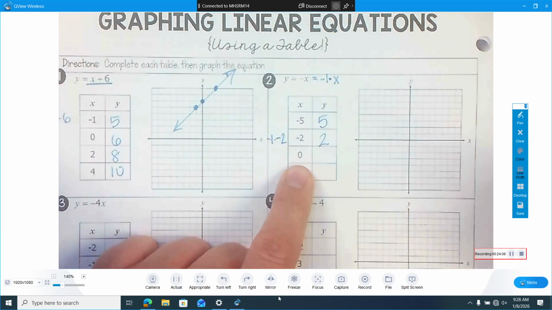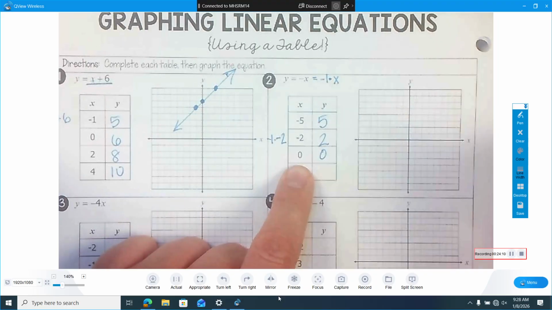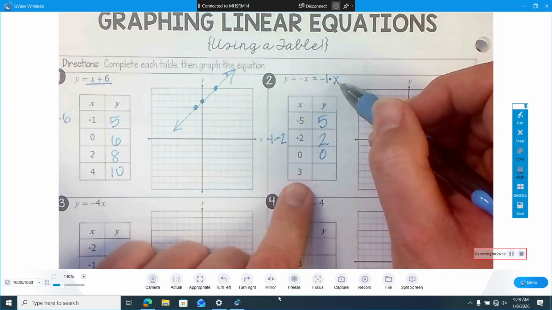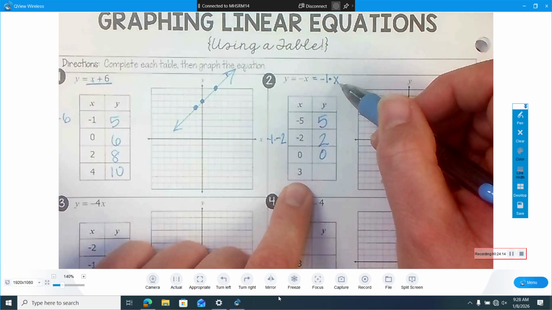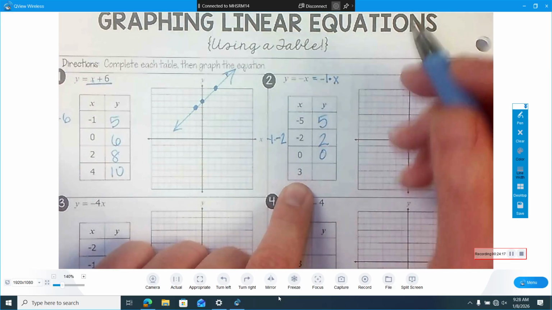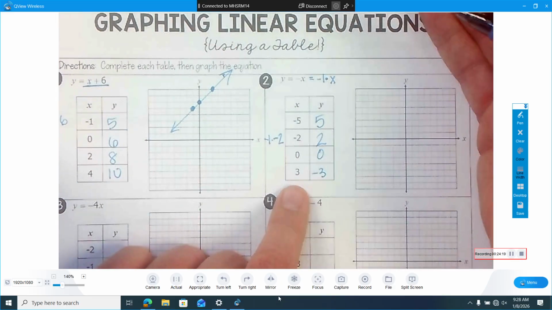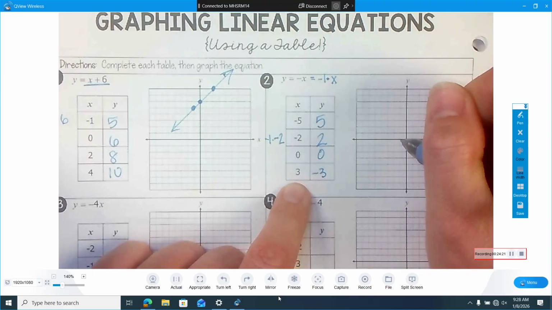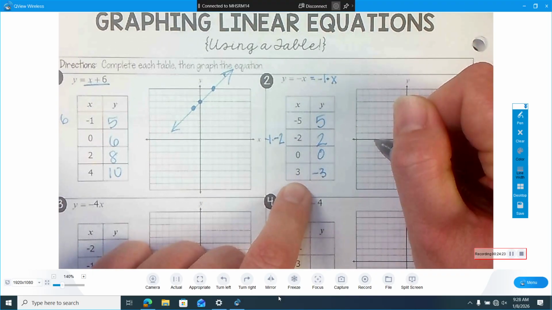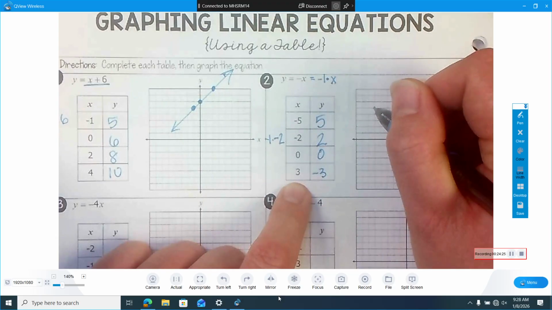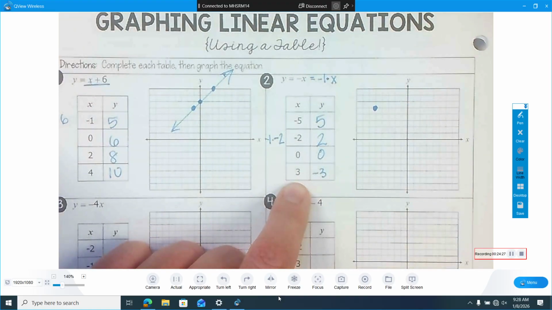If I plug in a 0, what do we get? 0. I love plugging in zeros. Makes life easy. And if I plug in a 3, what do we get? -3. -1 times 3 is -3. Beautiful. All right, so we have -5, 1, 2, 3, 4. -5, up 5. So left 5 and up 5.